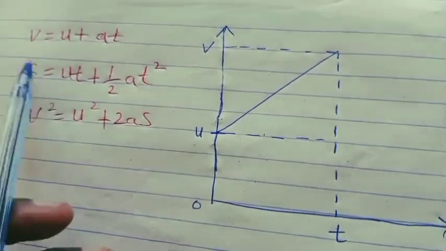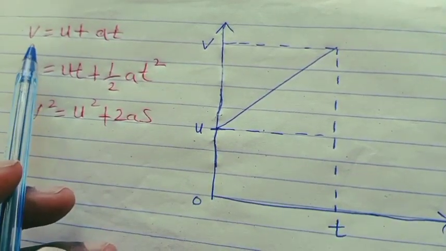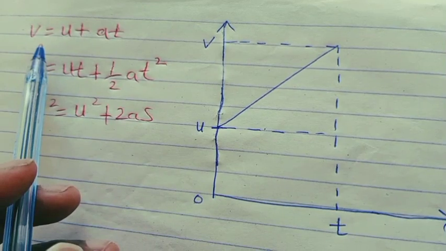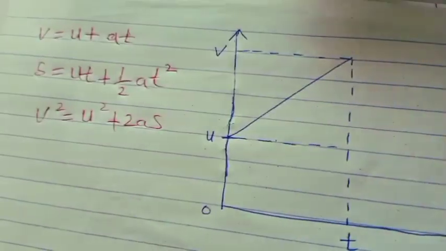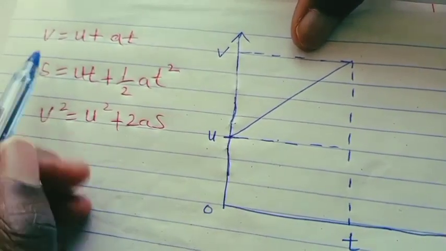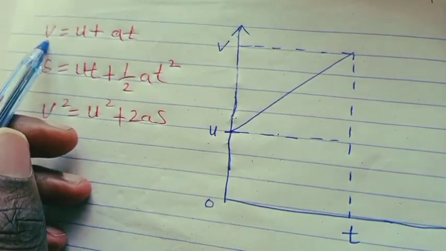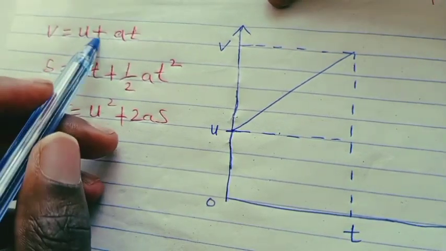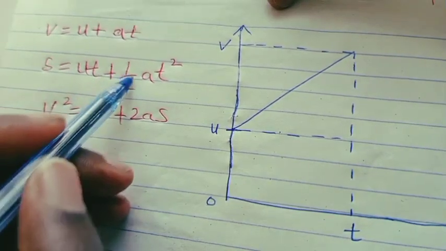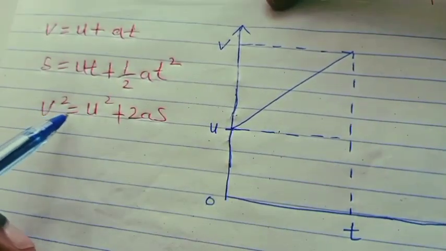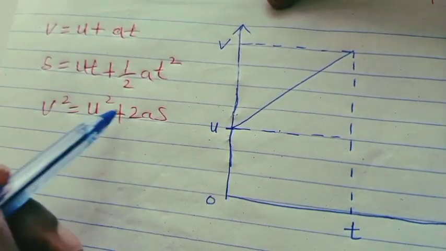Hello everyone, welcome to this video whereby we want to see how we can derive the equations of linear uniform motion. So we are going to look at these equations. We want to see how we can derive v = u + at, s = ut + half at squared, v squared = u squared + 2as.